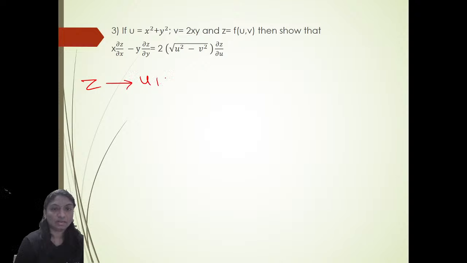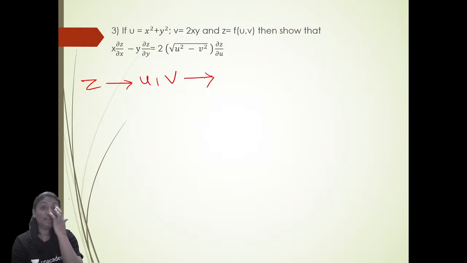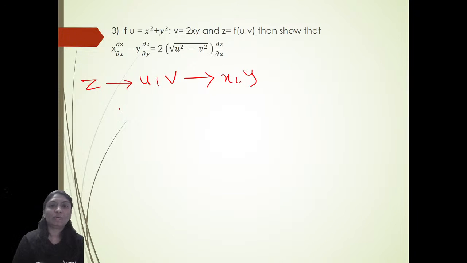Immediately you can see here, if you draw a diagram, z is a function of u and v, and u and v both are functions of x and y. But we require ∂z/∂x and ∂z/∂y. So what we will do, applying the chain rule, right?